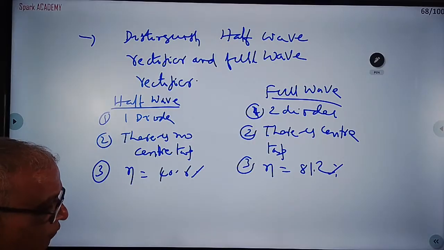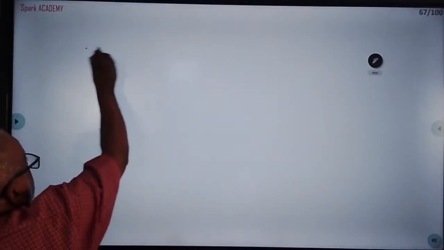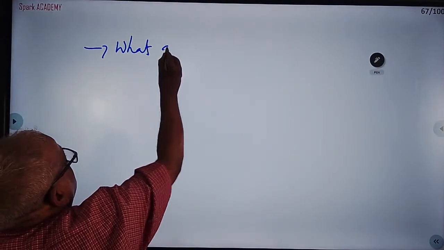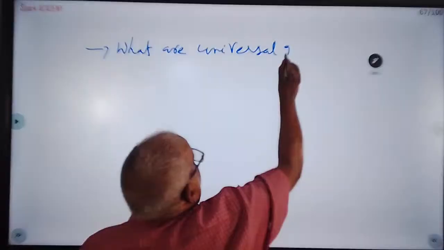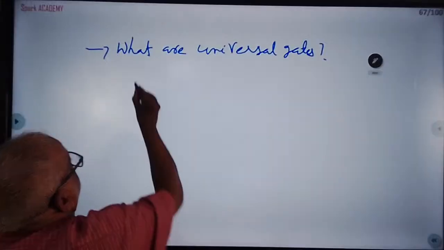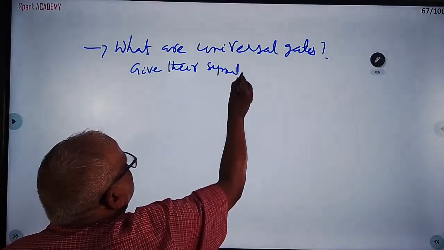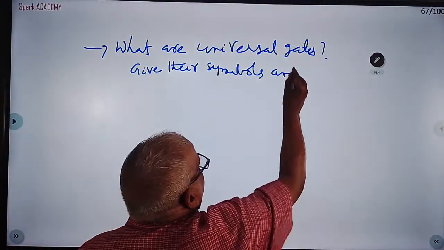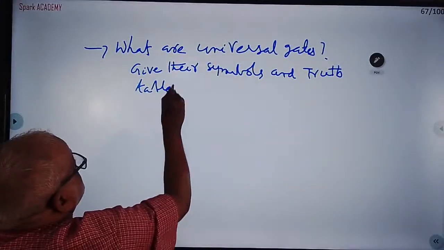Last question, a short question I am discussing. What is a NAND gate? What are universal gates? They also ask about LEDs, but very rarely. What are universal gates? Give their symbols and truth tables.